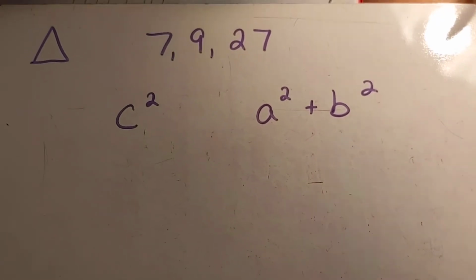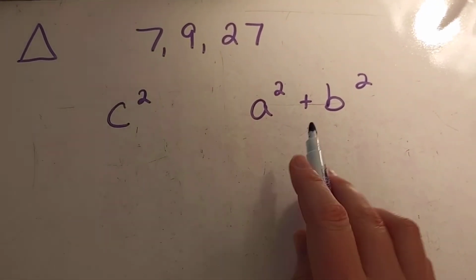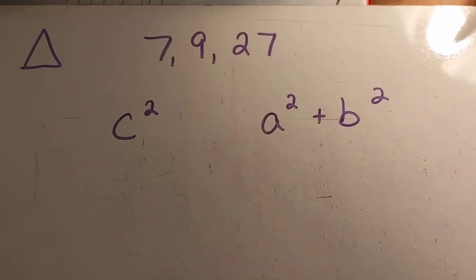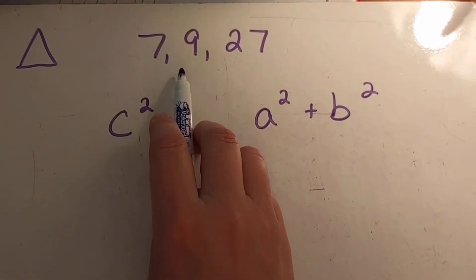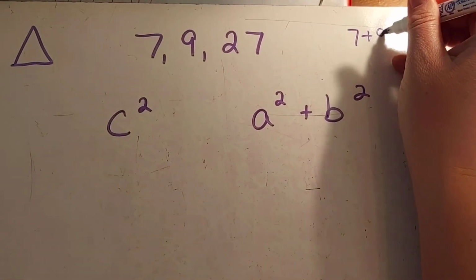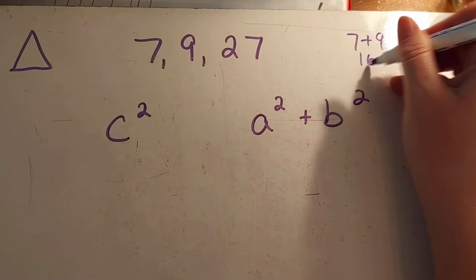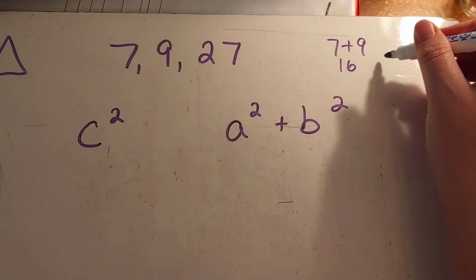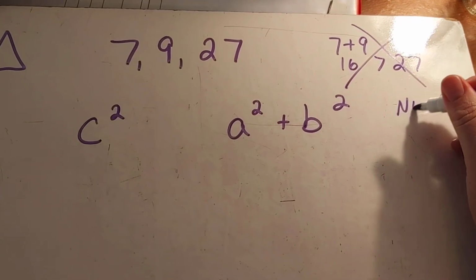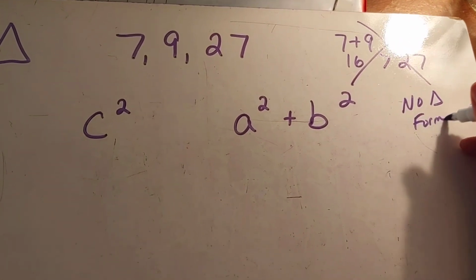Now, normally you would think to set it up this way: compare c squared to the sum of a squared plus b squared. But before you do that, you always have to check to see if a triangle is formed. So I'm going to find my two smallest sides, which are 7 and 9. If I add 7 and 9 and get 16, that must be greater than 27. It's not. This answer was no triangle formed.